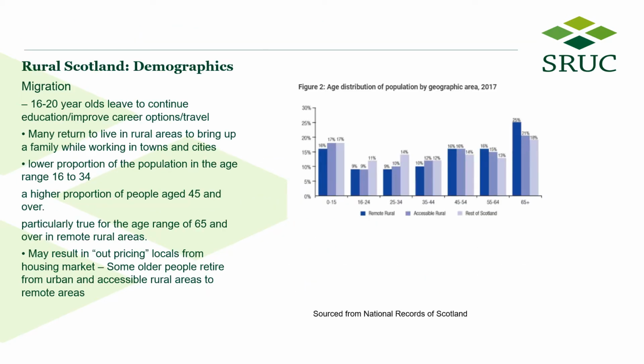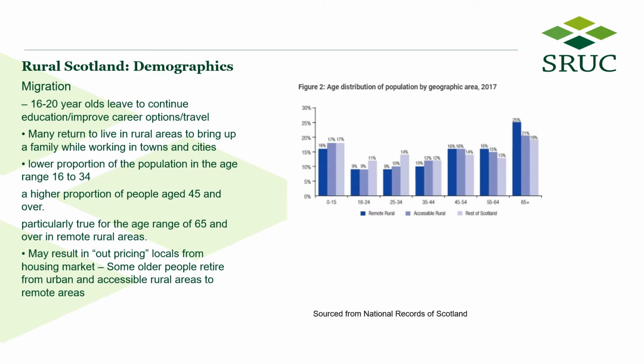So in terms of migration, many 16 to 20-year-olds often leave to continue education or improve career options or travel. But many return to live in rural areas to bring up a family while working in towns and cities. There is a lower proportion of the population in the age range 16 to 34 in rural Scotland, a higher proportion of people aged 45 and over.